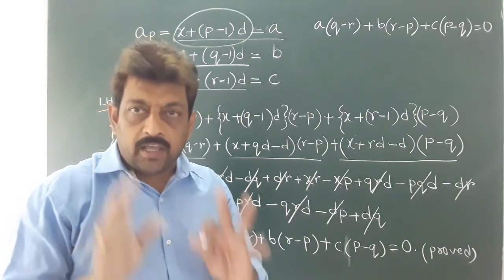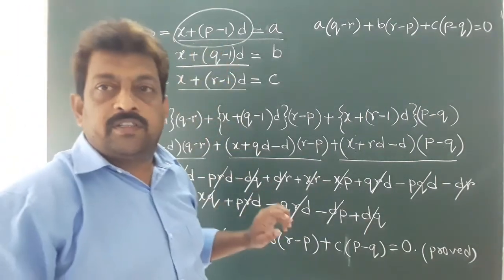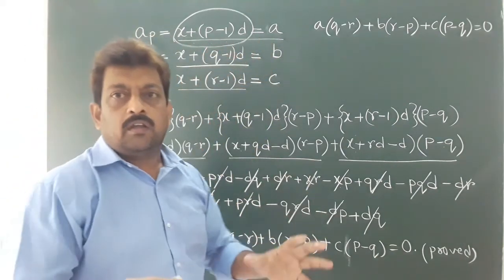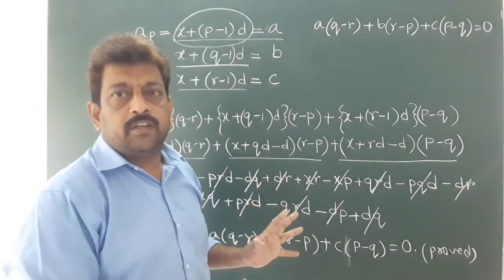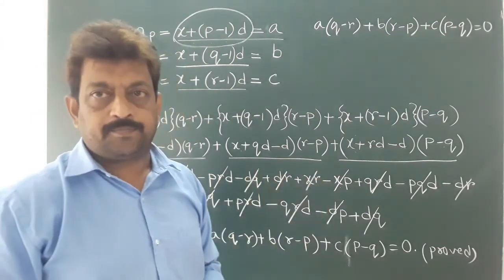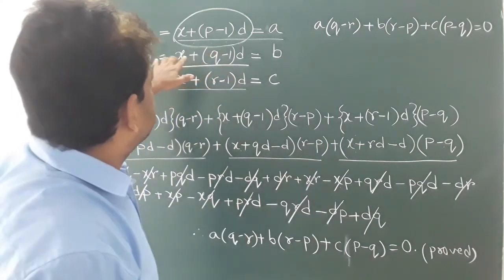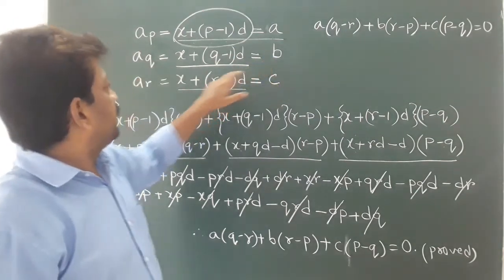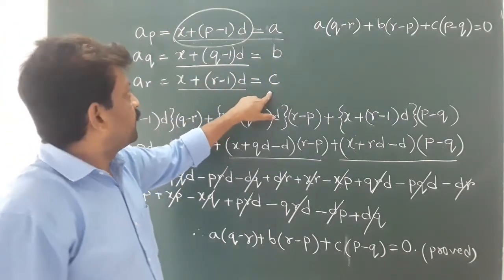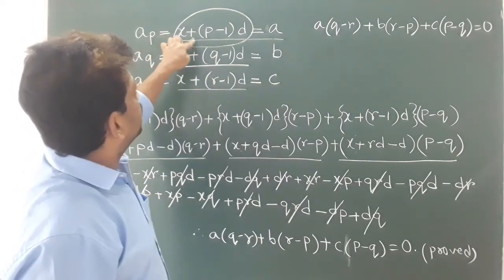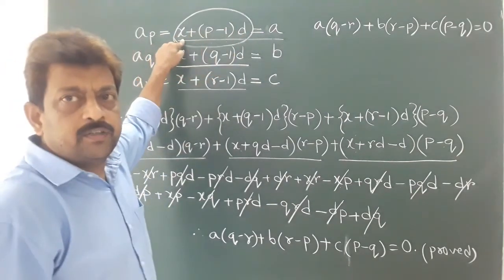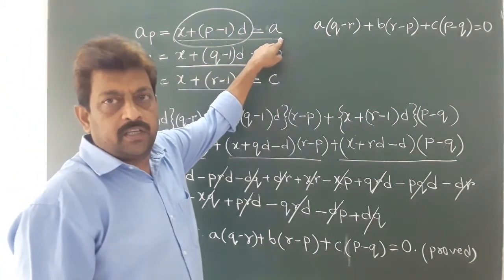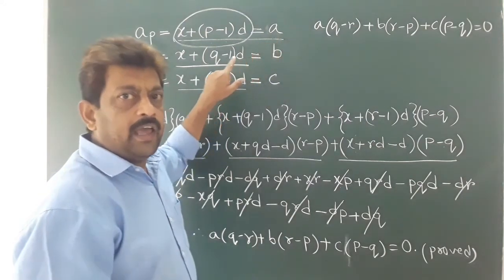Only thing what I have done, I have followed the basics. Whatever is given in the question, I have used the concept of the chapter and then simplified the whole thing. Let me explain it once again. The pth term was given as a, qth term was given as b, and the rth term was given as c. So the general form of pth term is x plus p minus 1 d. Here x is the first term because I cannot take a as the first term, as the pth term is given as a. So I have taken the first term as x.